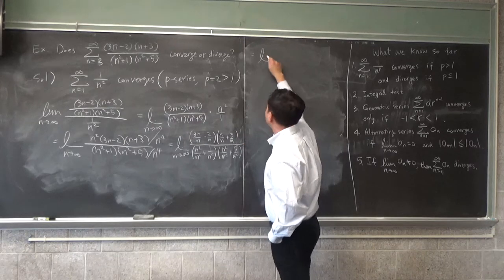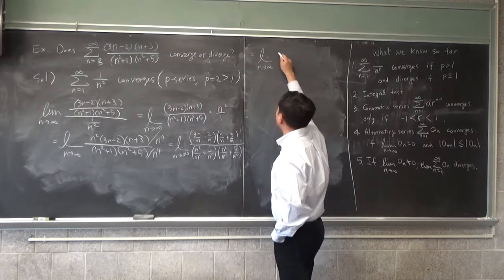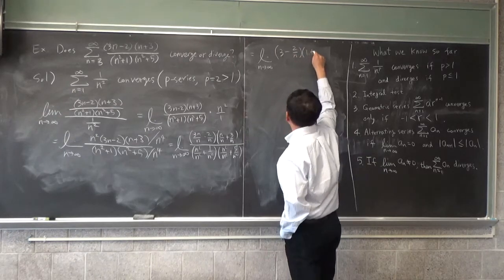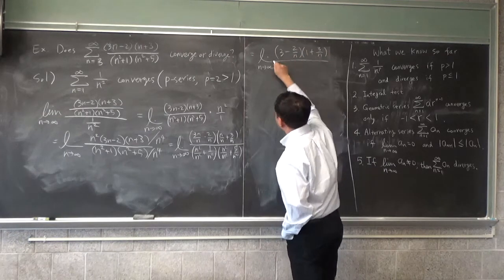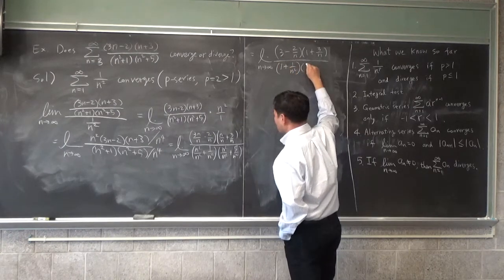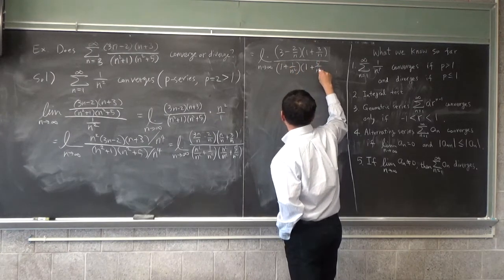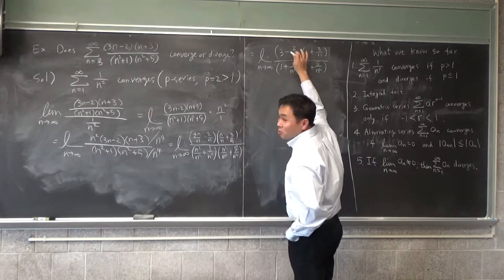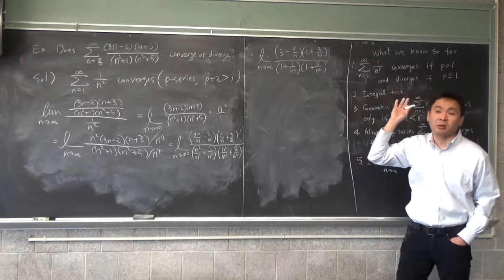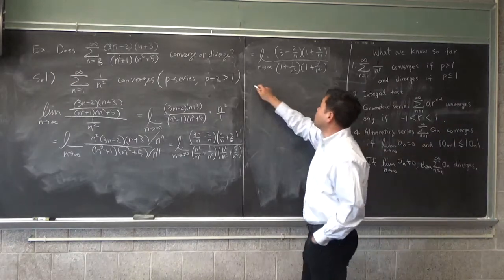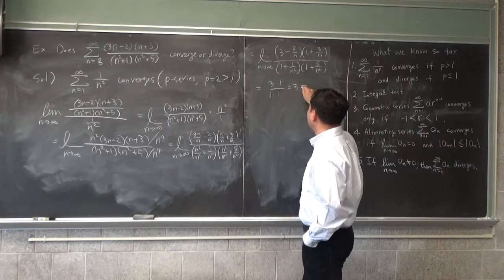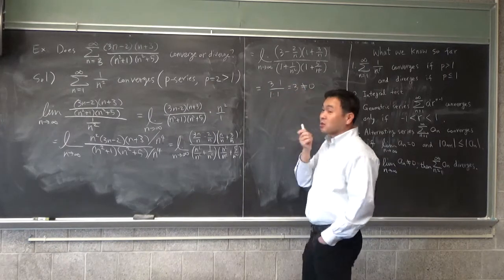This one's 1, this one's 1, so what's the limit? It's the limit as n goes to infinity of (3 minus 2 over n)(1 plus 3 over n) over (1 plus 1 over n squared)(1 plus 5 over n squared). And all these are 2 over infinity, 3 over infinity, 1 over infinity, 5 over infinity. Those are all zeros, right? So you end up with 3 times 1 times 1 times 1, which is 3. And indeed, that's not equal to 0.